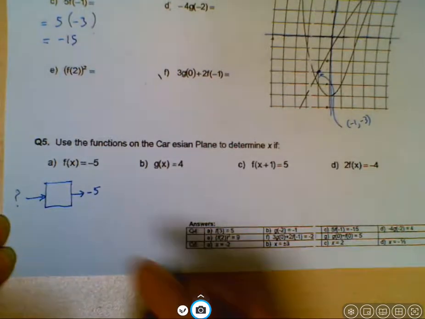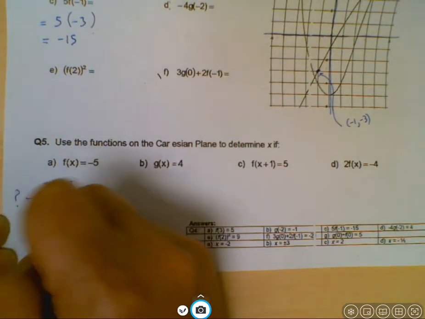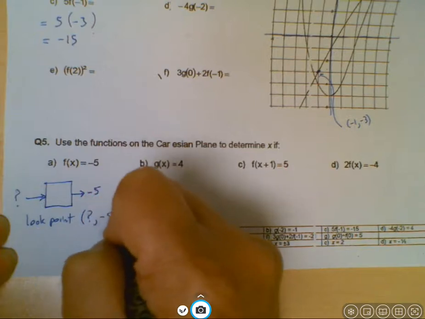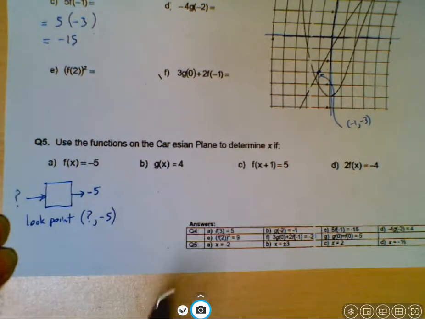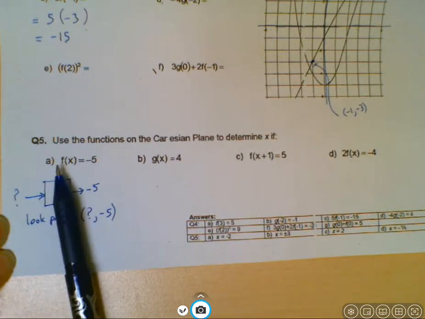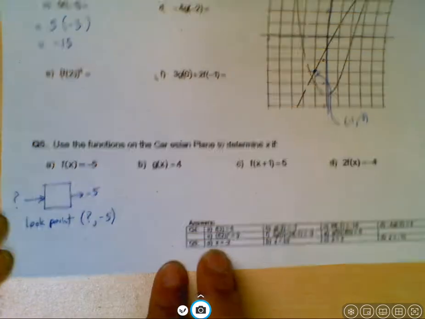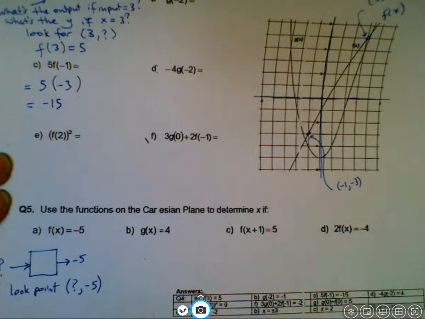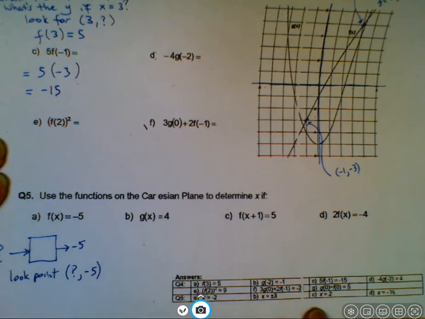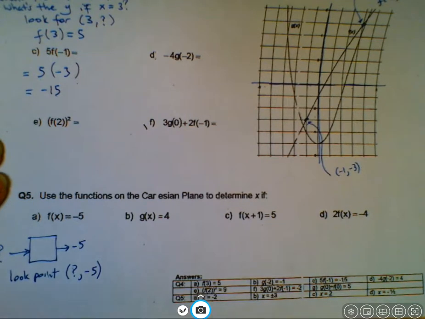So basically for this question, we're going to look for a point that is something, negative 5, and find out what that something was. And it's going to be on the graph of F. All right, so hopefully you can figure that out. And as always, I will post the completed worksheet. Please try your best as much as you can and to not look at the solutions, but your final answers are given down there.